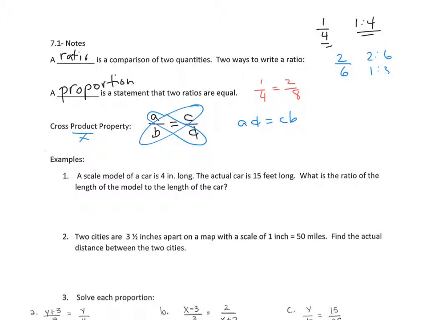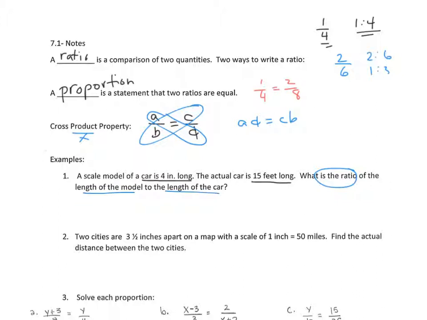So example number 1. So we're going to use those for these next examples. A scale model of a car is 4 inches long. The actual car is 15 feet long. What is the ratio? So ratio, we can either write it as a fraction or with colons. What is the ratio of the length of the model to the length of the car?